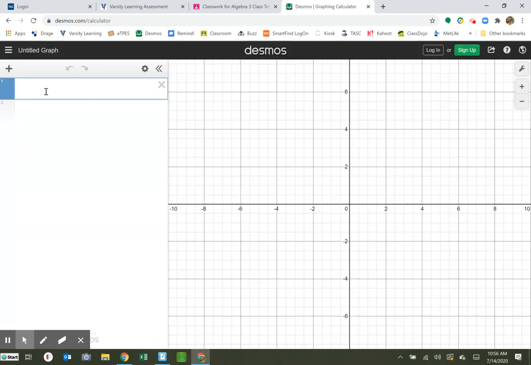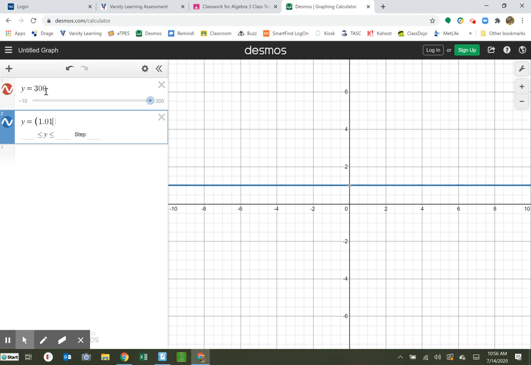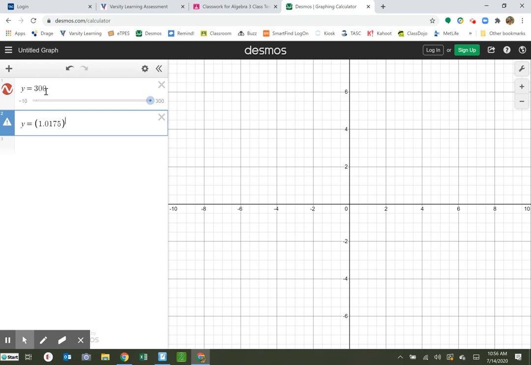So one was y equals 300. Now that's going to be way up our graph, right? That's a horizontal line at 300. And then we're going to graph y equals 1.0175, close the parens, raised to the 4x power. All right, so that did not exactly do what I wanted it to do. Raised to the 4, I don't need that in parens.